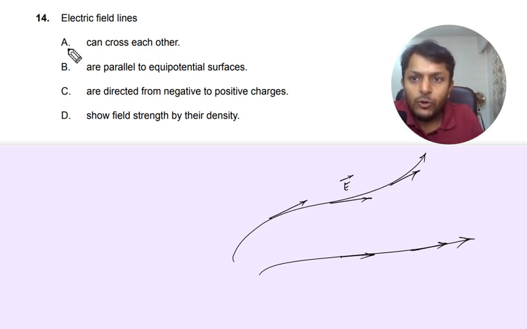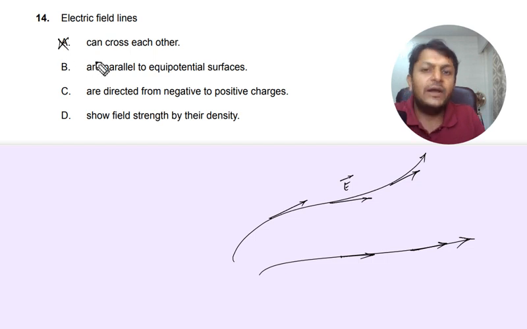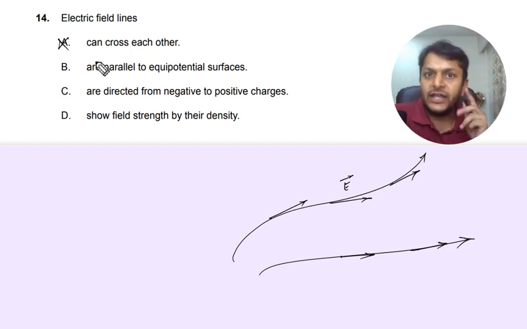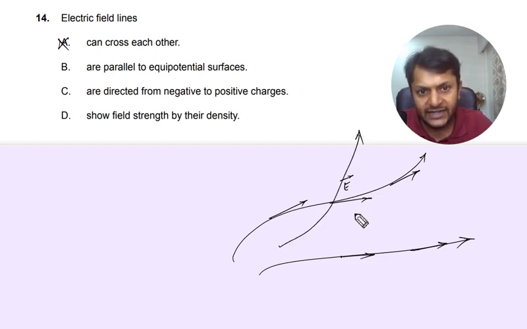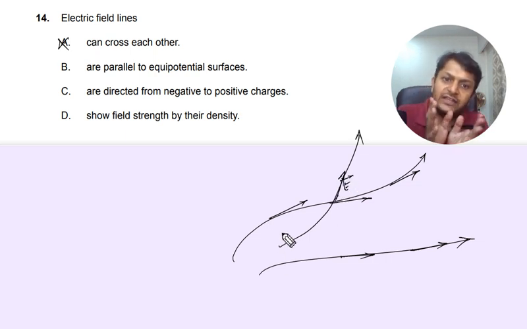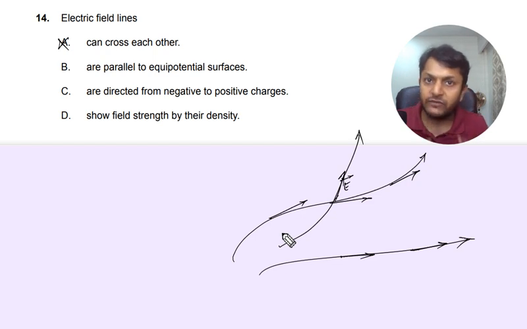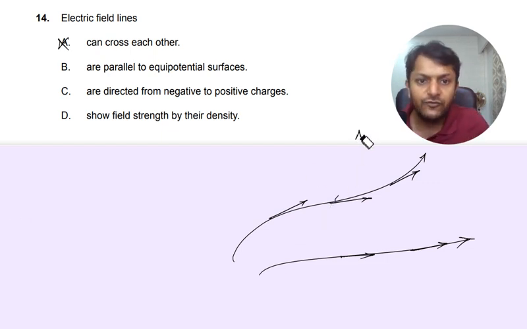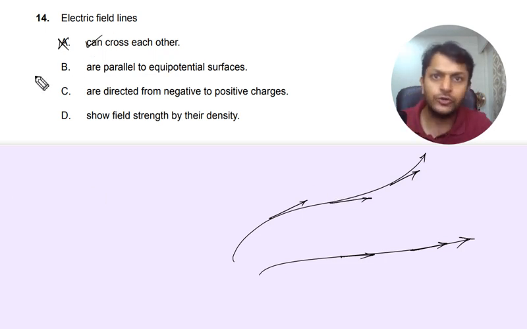So point number one: can they cross each other? Well, this is the first feature. They can never intersect each other. Why? Because if they were intersecting like this, there would be two directions of electric field at one point, because there would be two different tangents to two different curves at the same point, which means the electric field has two different directions, which is of course not possible. So they will never be intersecting each other, no doubt about it.